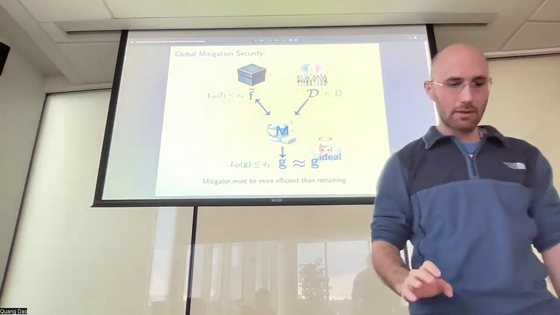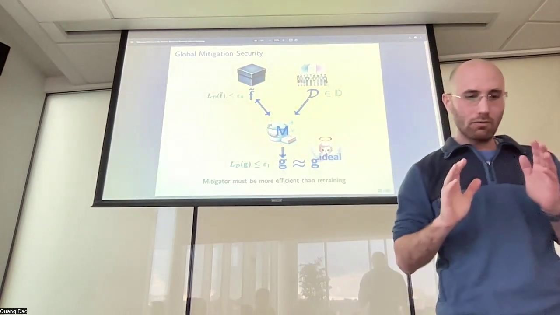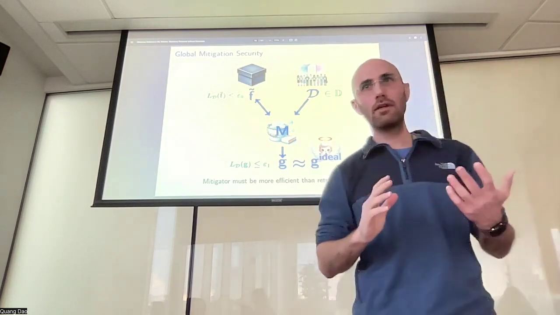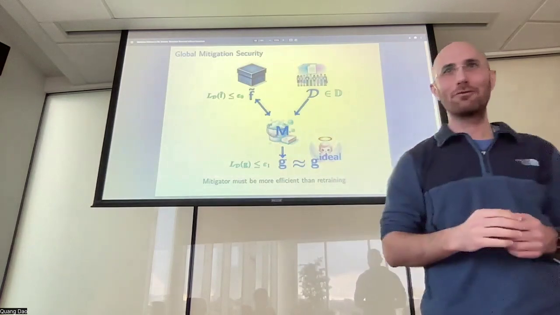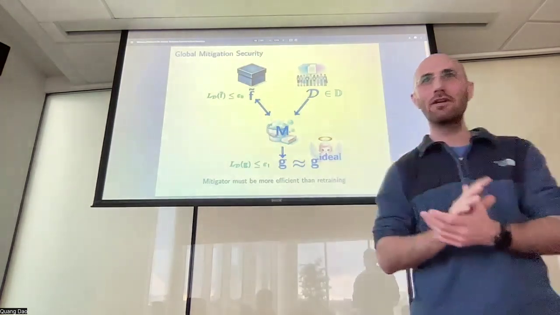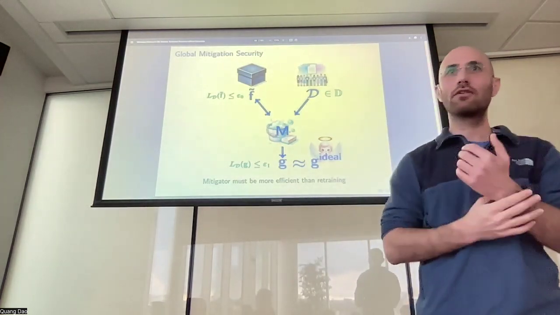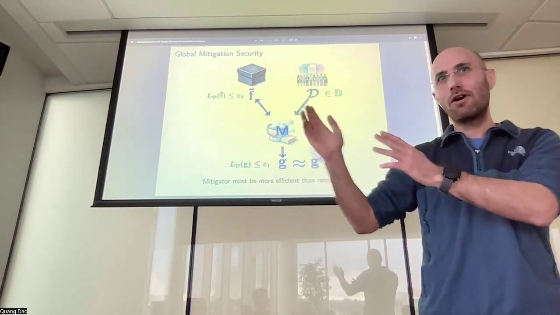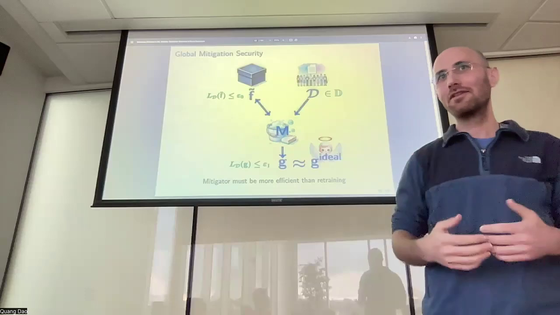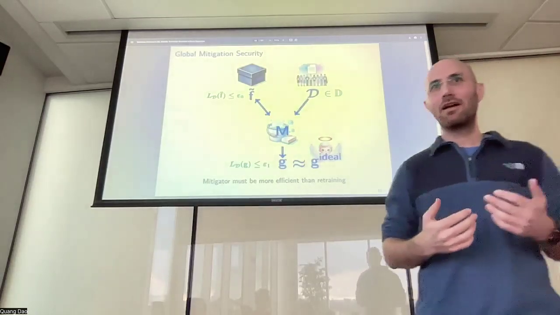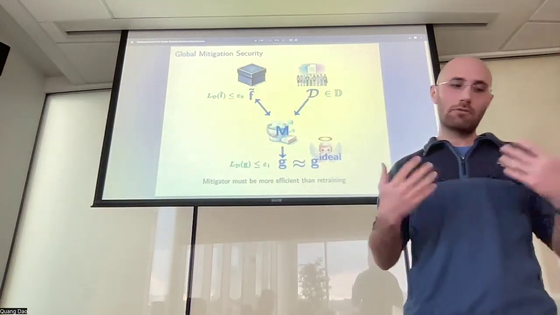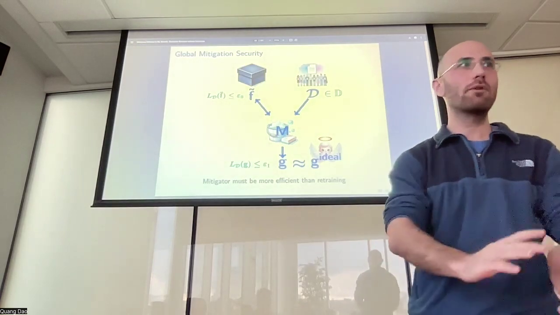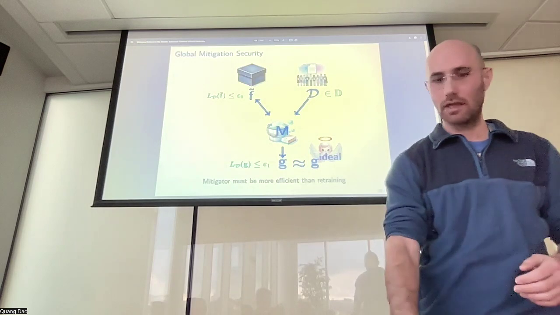And notice that one thing that is important to us is that the mitigator has to be more efficient. This is going back to Ayushi's initial comment. We want the mitigator to be a lot more efficient than training from scratch. Because what we could have always done is just throw out the model we got from Eve and train a new model that we trust somehow, right? So what we're saying is we want to show constructions where the mitigator is a lot more efficient than training from scratch.